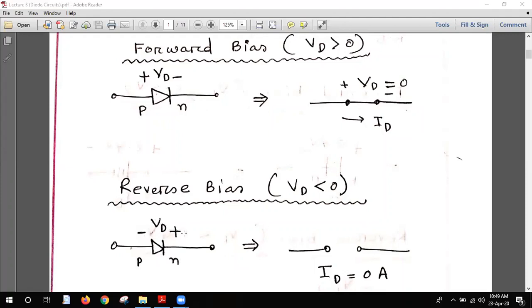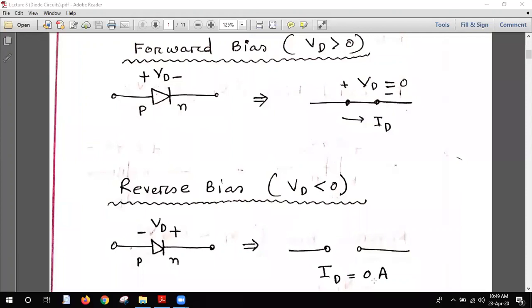And we all know that in the reverse bias condition, there will be no current flowing. So you see that on the right side, the two terminals are open. That means it becomes an open circuit, and we all know that in an open circuit, the current will not flow until it becomes shorted or closed. So that's why you see that ID equals 0 ampere.